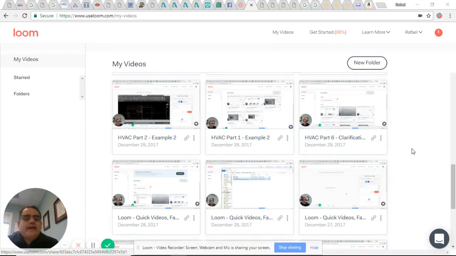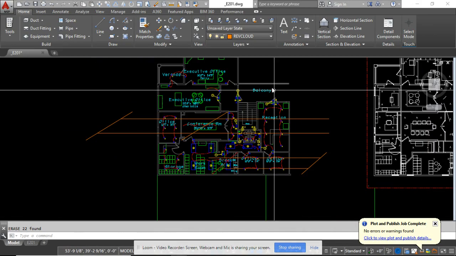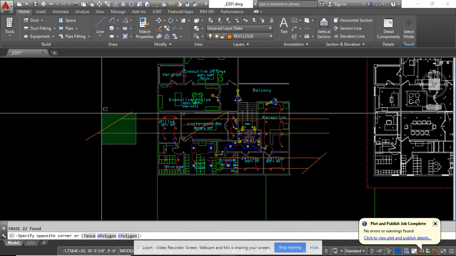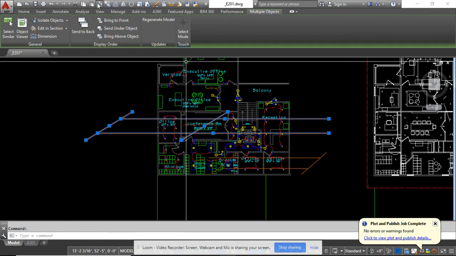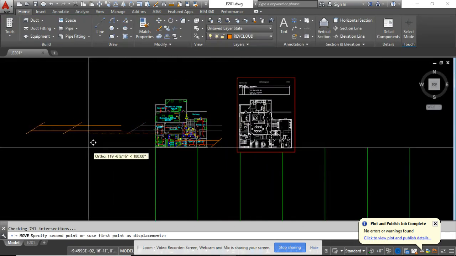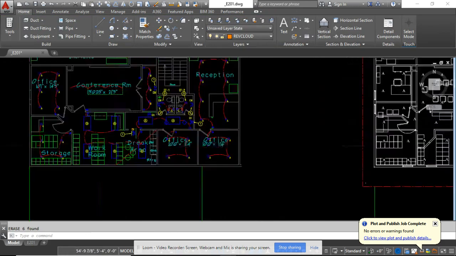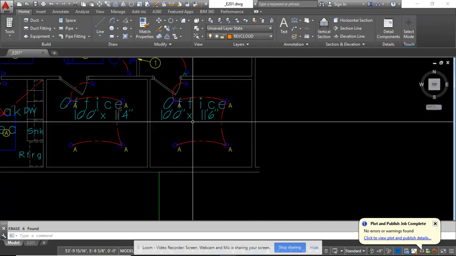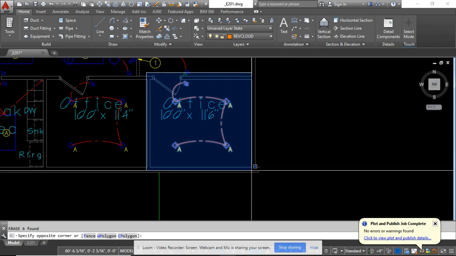A video on how to lay out light fixtures evenly spaced inside of a room. I already started some of this work, but let me just back up a little bit. We want to put light fixtures in a room like this one, but we want them to be evenly spaced.